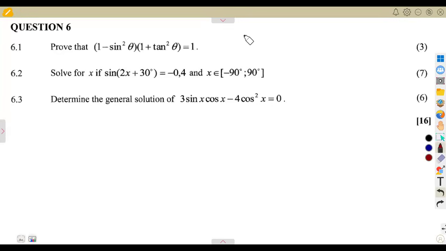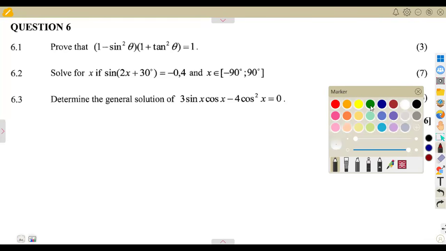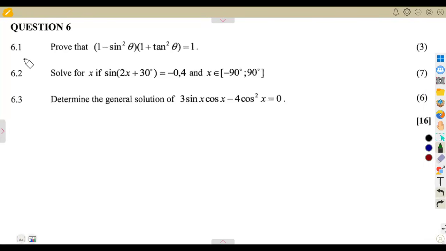Okay, guys, so this is the question which was written in June 2022. This is KZN, question number 6 on trigonometry. As you can see, 16 marks for the whole of this question that we are seeing here. So we are going to quickly rush through our question so that we figure out how we're supposed to attempt or to answer these questions.